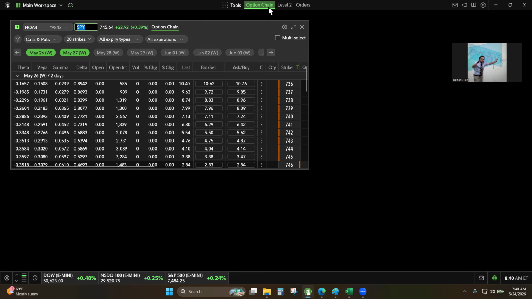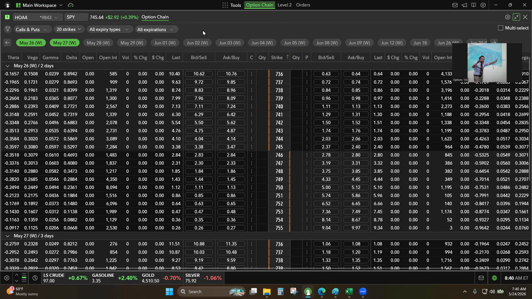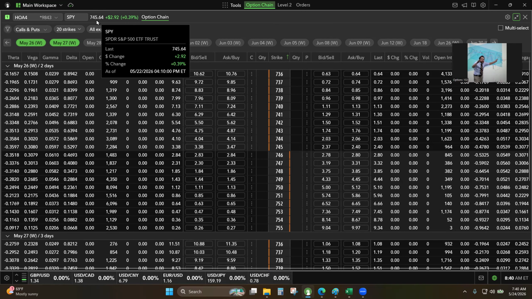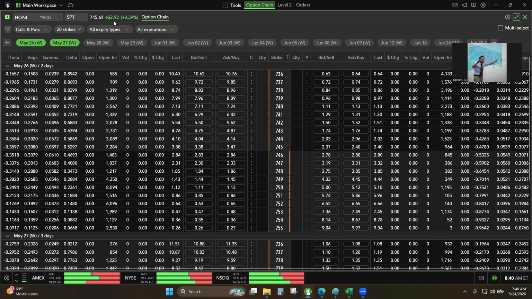But in the Fidelity Trader Plus app, just go to Option Chain, type in SPY. It's going to bring up your options chain. I'm going to be looking at the chart from Friday since that was our last market day, but this will work on any chart, any day, any stock. So here you can see up at the top, the SPY actually closed at 745 and change on Friday. It was up about $3.